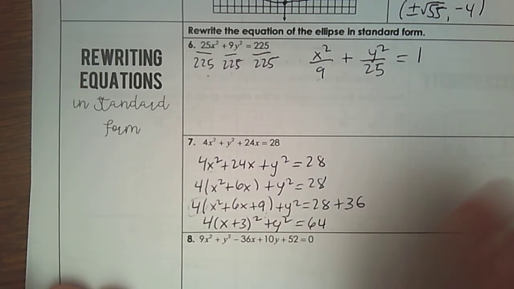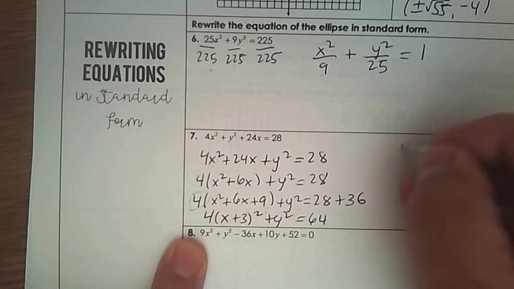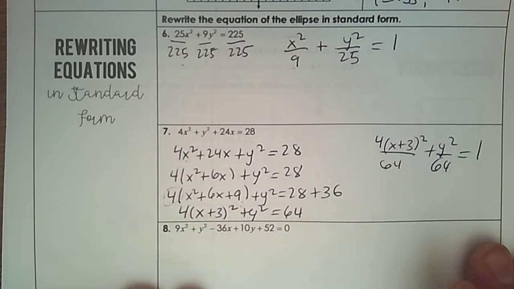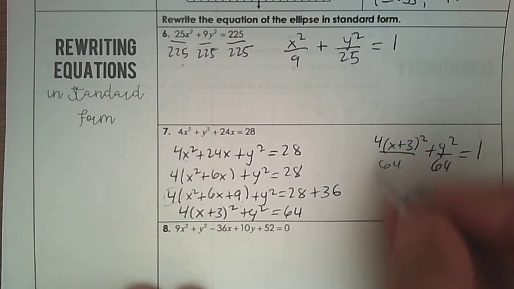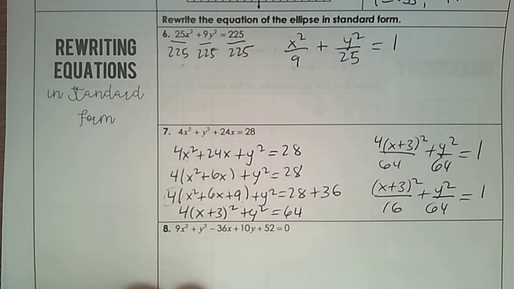And then the last step, now we divide by 64 to make it equal to 1. So I'm going to divide everything by 64 to make it equal to 1, and then simplify what you can. So 4 goes into 64 16 times. And we have that equation of our ellipse.